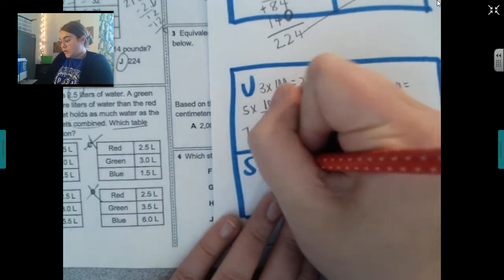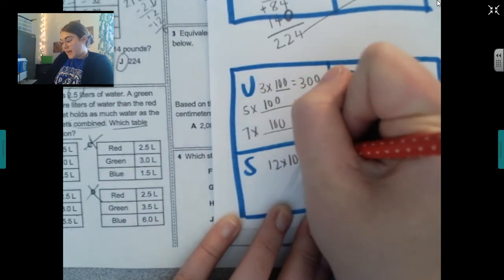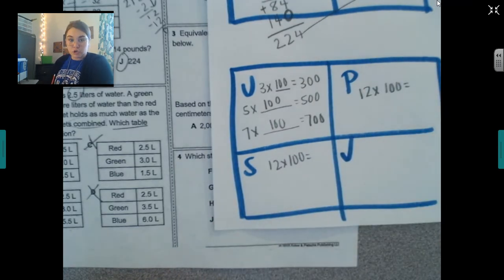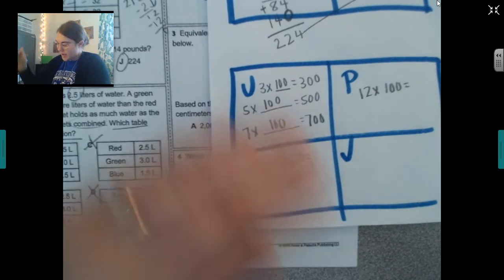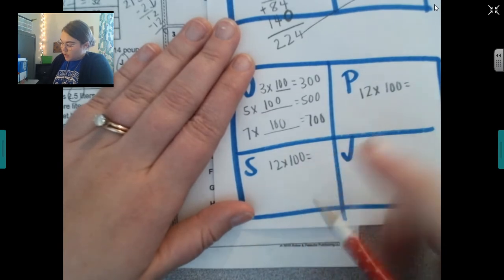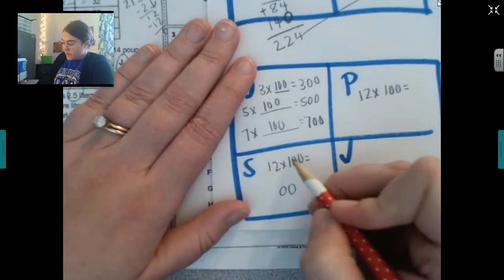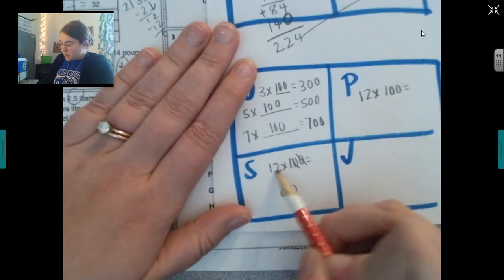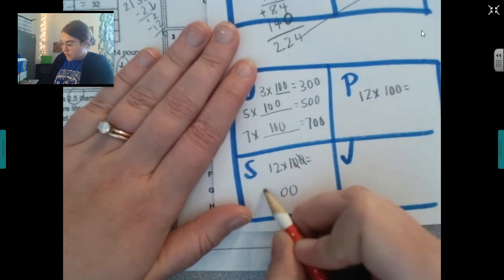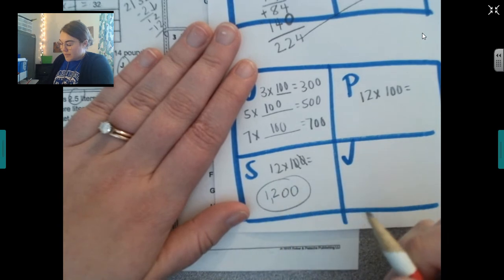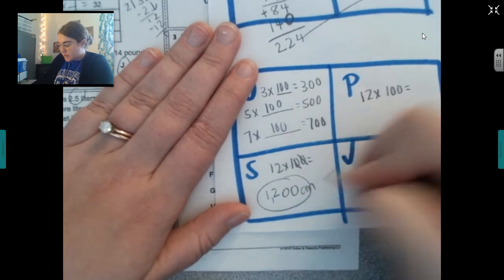So right now I want you to solve that. I want you to do 12 times 100, and I want you to use the zeros trick. All right, so to do the zeros trick, all you do is you first write down how many zeros you have in both the numbers, and then you cross them out, and then you do whatever's left. 12 times 1 is 12. So your answer is 1,200 centimeters.